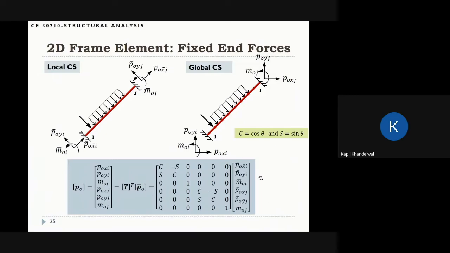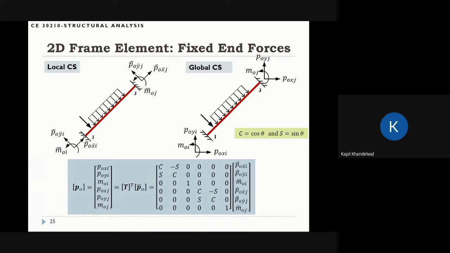If you do the algebra correctly, we should be able to find the fixed end forces in the global system. This is the algebraic process, but we can also take the components of these members, P bar 0X and P bar 0Y, in the global X and Y directions, and do the algebra directly. That's the way I also did it in one of the lecture slides. It depends which way you prefer, but both methods should give you the same answer.